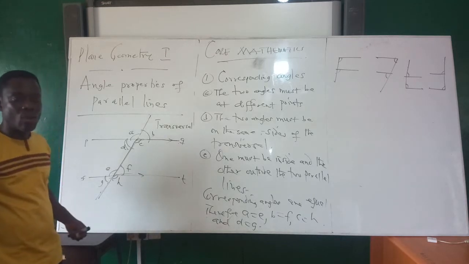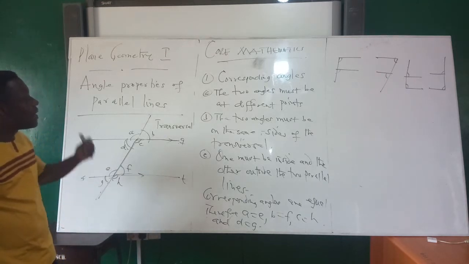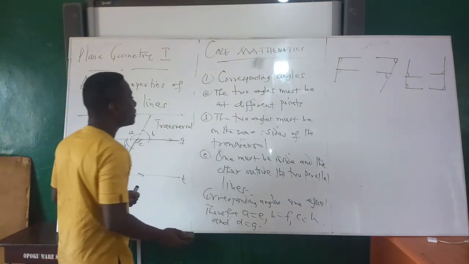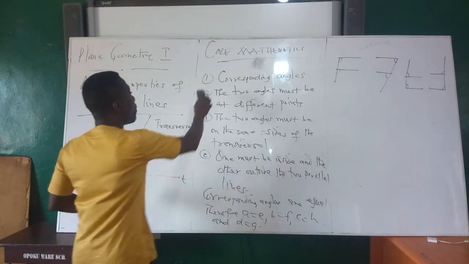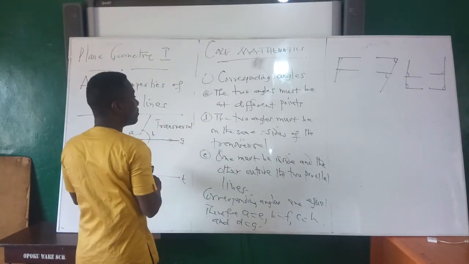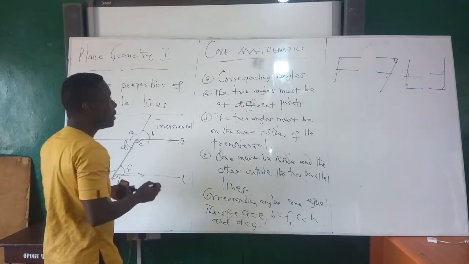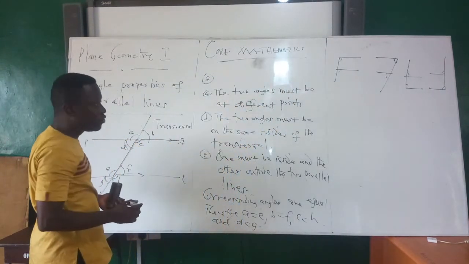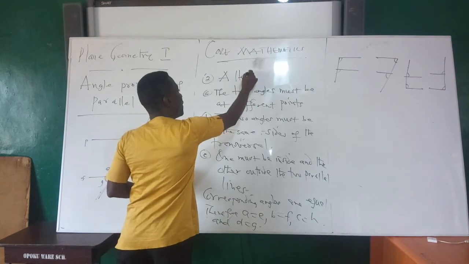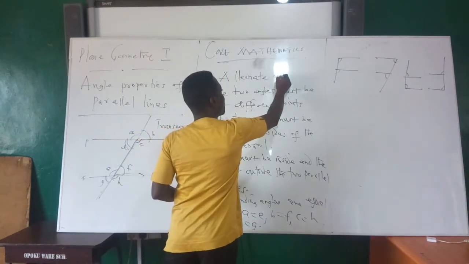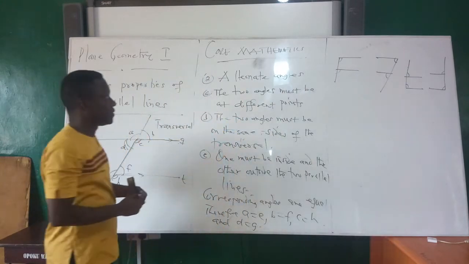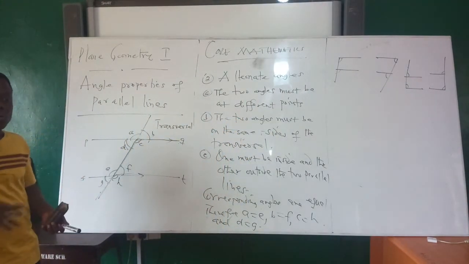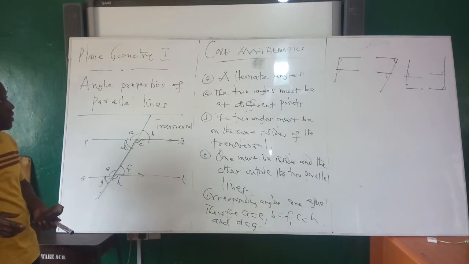Now let me go to the second one for the sake of time. In terms of the second property, I'm going to use what I call alternate angles. So one of the properties around parallel lines that you also need to take note of is what we call alternate angles. We have just finished looking at corresponding angles. We are now looking at alternate angles.